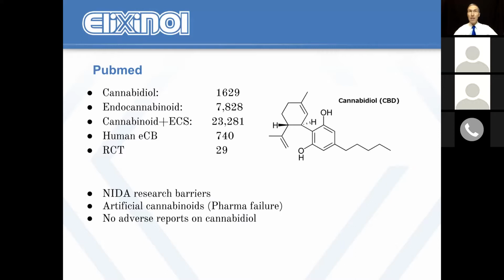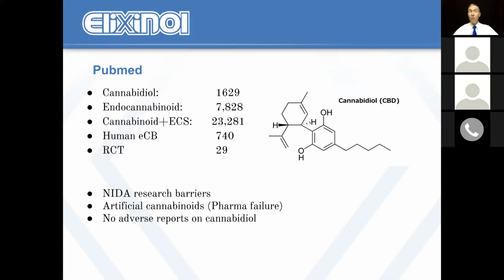Now, if you combine the cannabinoids and the endocannabinoid system and put those together, you get about 2,300 studies. But if you're only looking at human studies, there are only, that I found, 740 human studies alone.